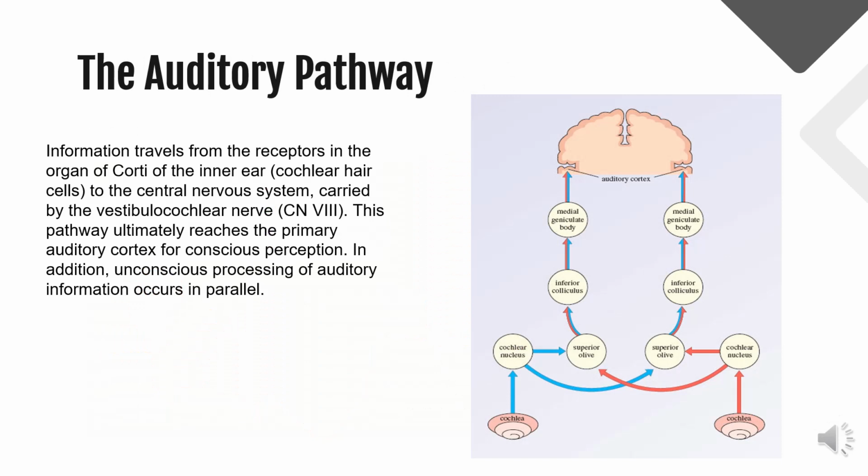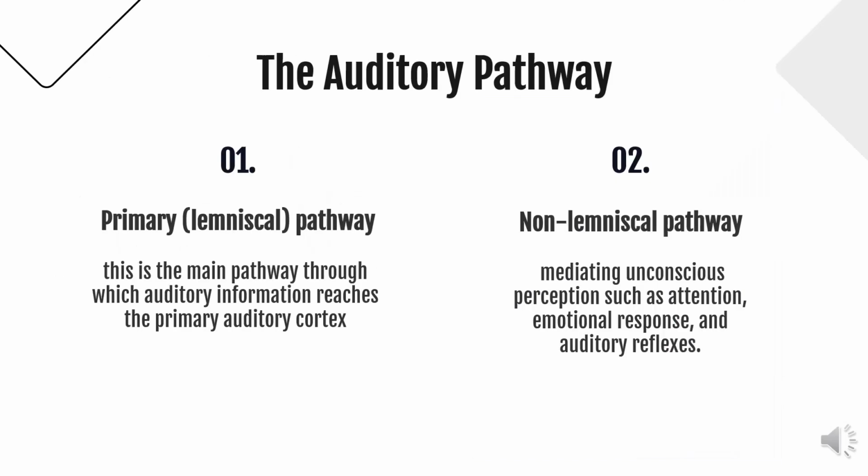But if we look at the auditory pathway, the information travels from receptors in the organ of Corti of the inner ear to the central nervous system, carried by the vestibulocochlear nerve. This pathway ultimately reaches the primary auditory cortex for conscious perception. In addition, unconscious processing of auditory information occurs in parallel.